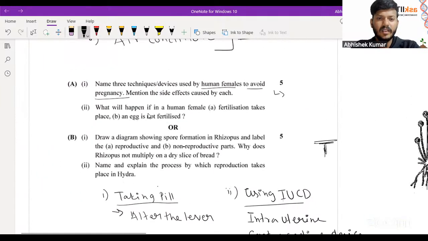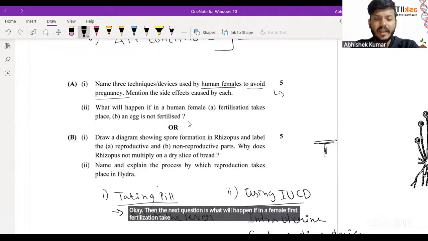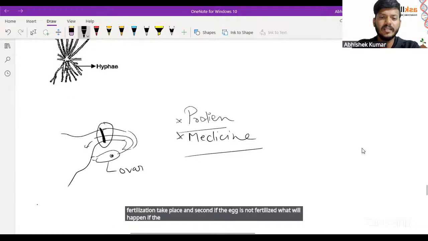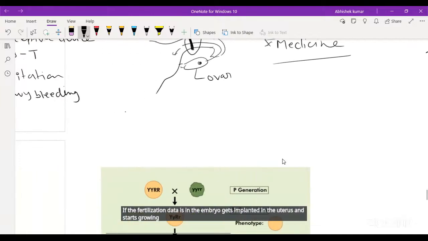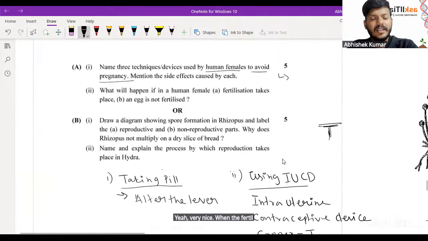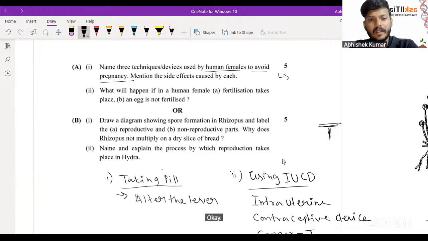Okay. Then the next question is what will happen if in a female, first, fertilization takes place and second, if the egg is not fertilized? If the fertilization takes place, then the embryo gets implanted in the uterus and starts growing and pregnancy occurs. Yeah, very nice. When fertilization takes place, that means a zygote will form and it will develop into the embryo. Okay, and the baby will develop, right?